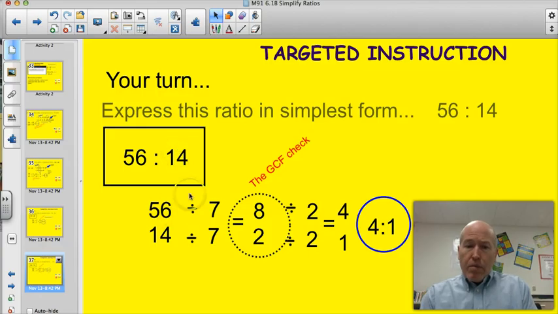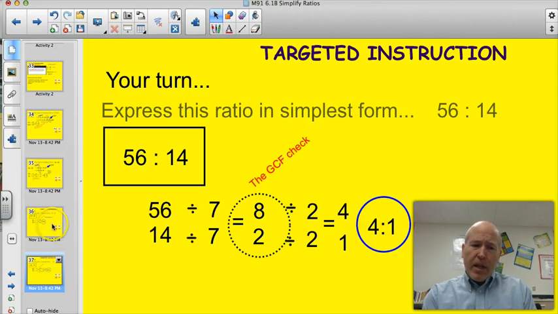Well, both of them share a common factor of 7. I knew that, so I divided 56 by 7. I divided 14 by 7. I got this ratio of 8 to 2. But I did my GCF check, and I realized that I could divide them both by 2 again. So I divided by 2 and went through the process again, and I ended up with 4 to 1. So 4 to 1 is my ratio in simplest form.